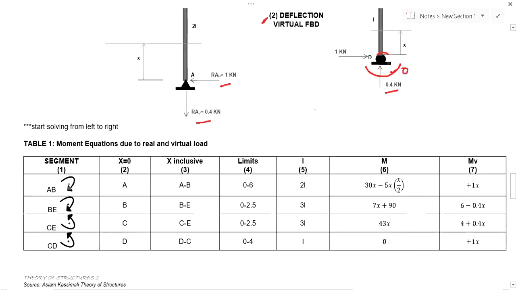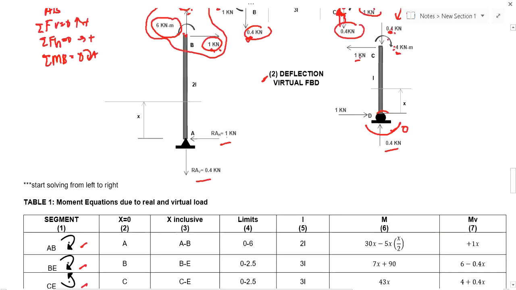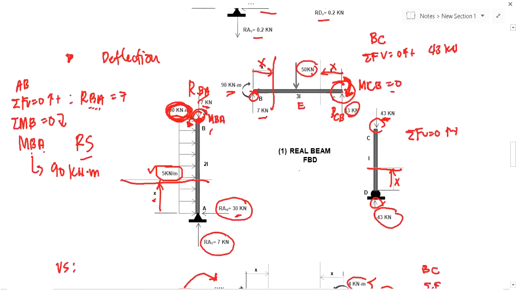Okay, so we have here, for segment AB, I assume clockwise. Clockwise din yung BE natin, CE counterclockwise, and CD counterclockwise. Remember, apat, diba? Apat yung cutting natin: AB, BE, CE, and CD.